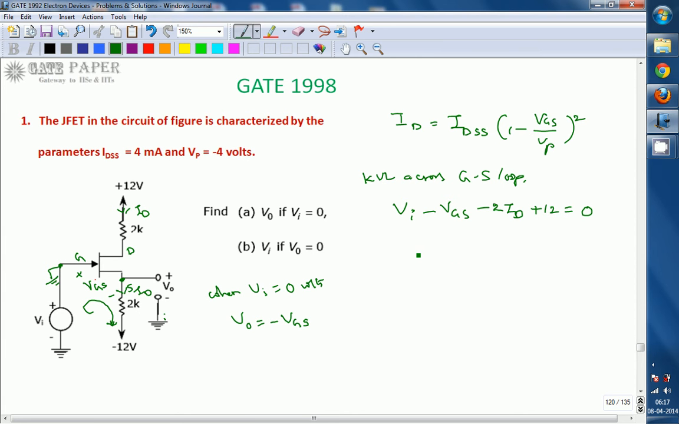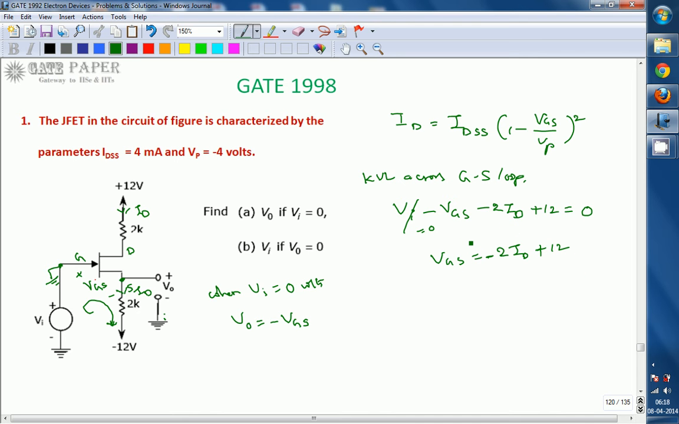But what we are discussing is case A. For case A, Vi is equal to 0. From Vi minus VGS minus 2ID plus 12 equal to 0, if VGS goes to that side, it becomes minus 2ID and this becomes plus 12. So VGS is equal to minus 2ID plus 12.